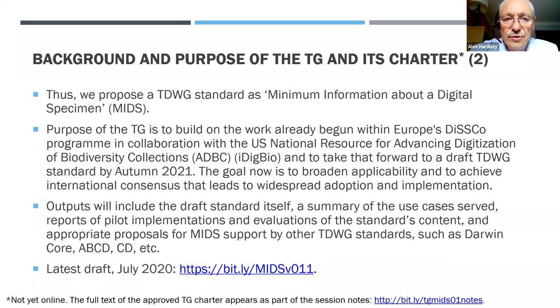Thus, we proposed a TDWG standard as minimum information about digital specimens, MIDS. And this borrows on ideas in other areas of biology, notably in the genomics domain, where minimum information standards have been widely adopted and used over many years.